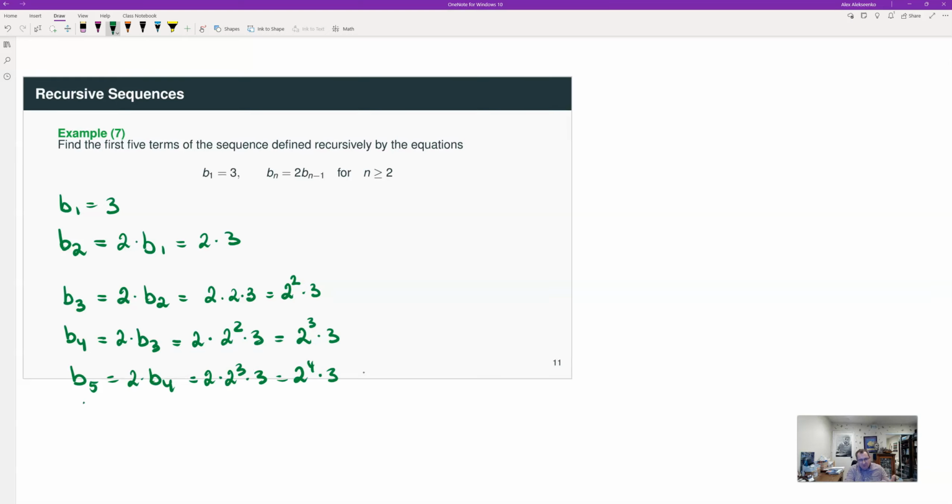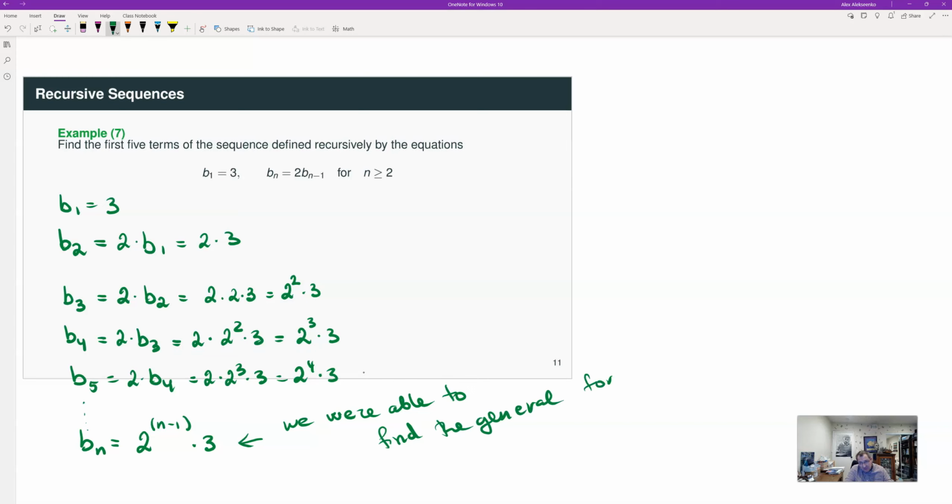Now we can compute a few more, but we already start to see a pattern. In this case, we can actually guess the formula. The general formula for this sequence would be 2 raised to the degree n minus 1 multiplied by 3. And you can see that at least for 1, 2, 3, 4, 5, this formula matches. So not only did we compute the terms, but we looked at those terms and we were able to find the general formula for the sequence.